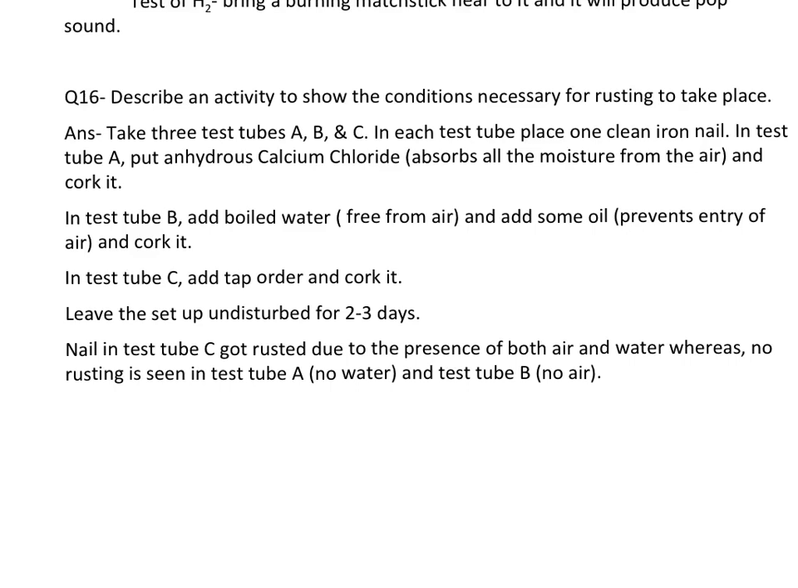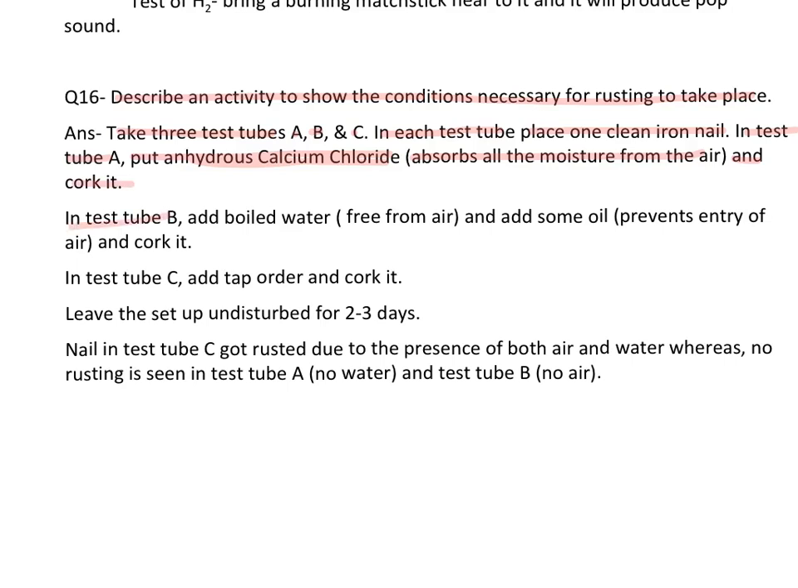Question number 16. Describe an activity to show the conditions necessary for rusting to take place. And the answer to it is, take 3 test tubes A, B, C. In each test tube, place 1 clean iron nail. In test tube A, we have to put anhydrous calcium chloride, and you all know the property of anhydrous calcium chloride, that is, it absorbs all the moisture from the air, and cork it.